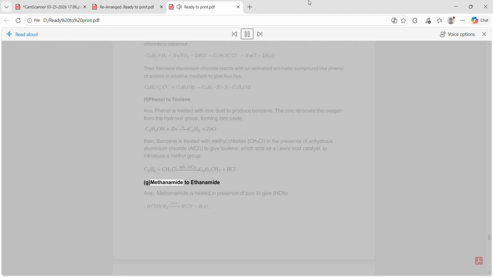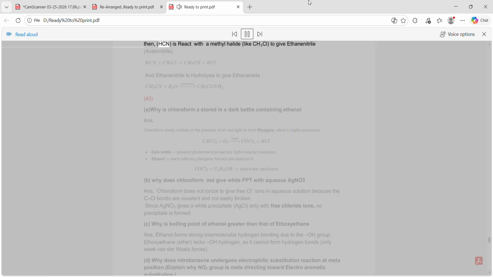G. Methanamide to ethanamide. Answer: Methanamide is heated in the presence of P2O5 to give HCN. Then HCN is reacted with a methyl halide, like CH3Cl, to give ethanenitrile, acetonitrile. And ethanenitrile is hydrolyzed to give ethanamide.